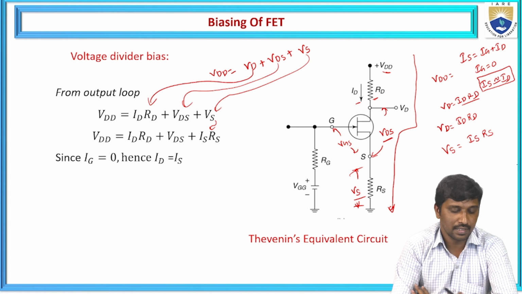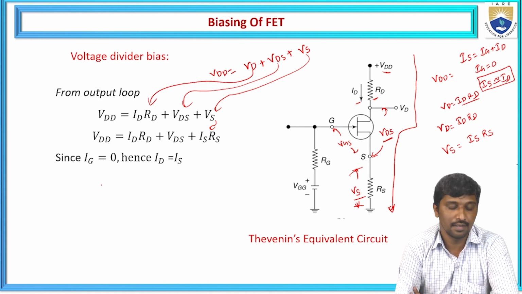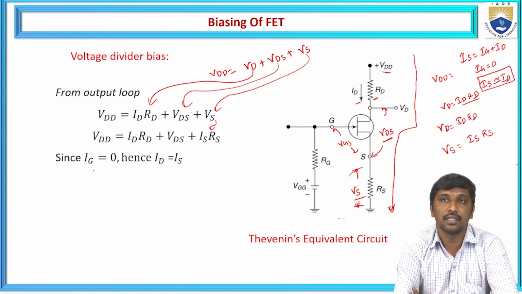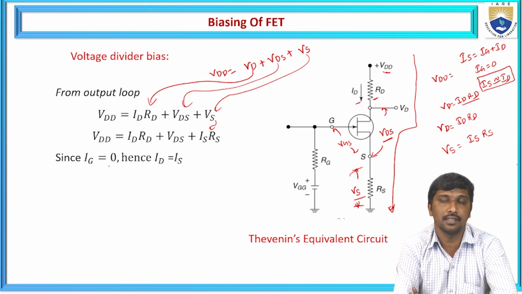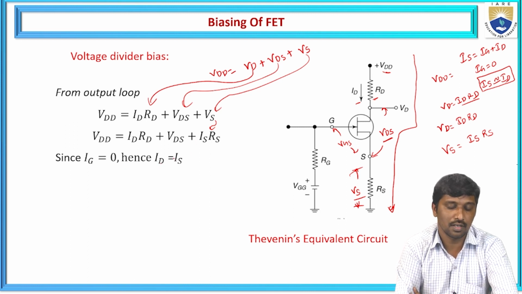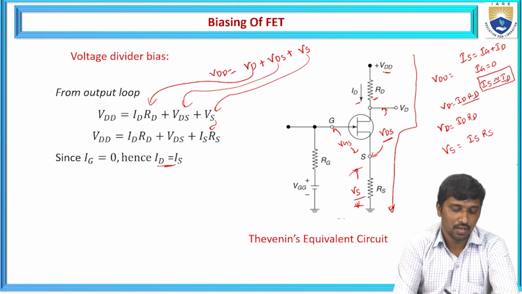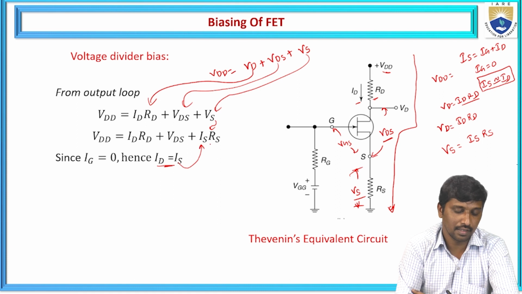Hence, I am going to represent the same point. Since we assume that the gate current is very small, it is negligible, hence I consider IG as 0. Then we assume that the source current is approximately equal to ID. Now I can substitute this IS with ID.